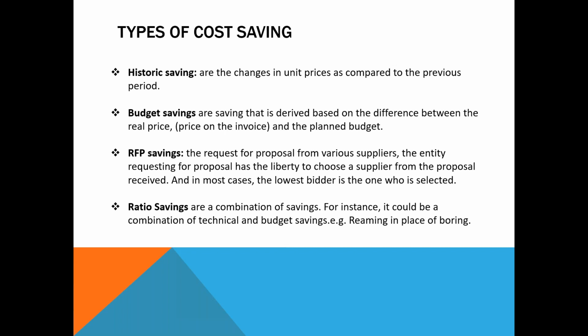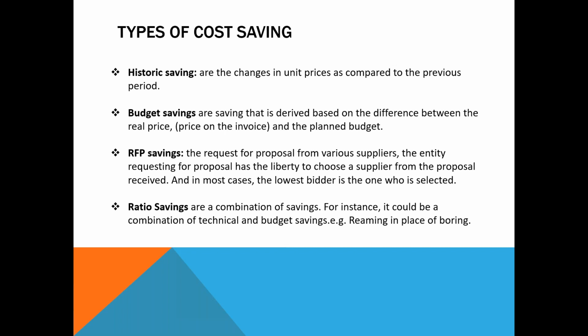So what is a ratio saving? Ratio savings are a combination of savings. For instance, it could be a combination of technical and budget saving. Like if I do reaming in place of boring, which is a cheaper way, then this is a combination of budget as well as technical saving.